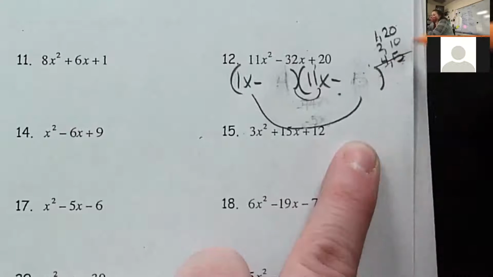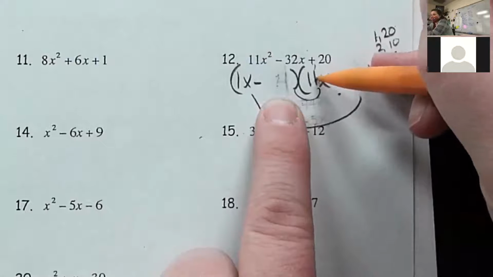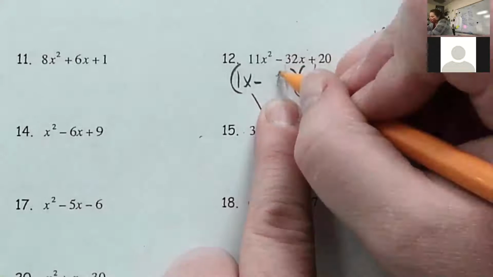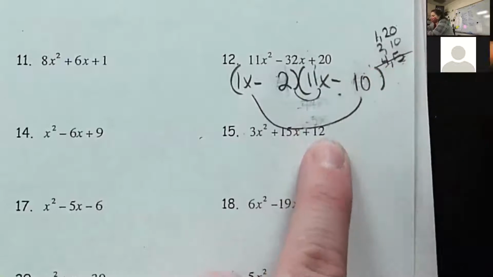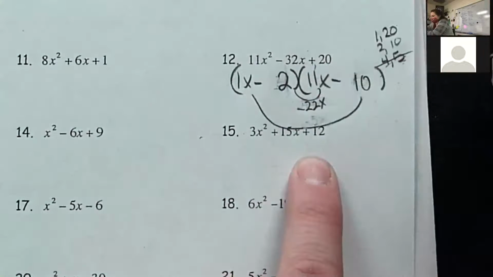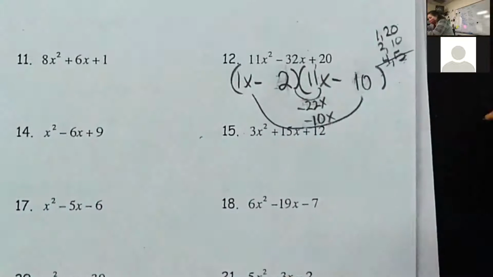So now we got to do 2 and 10. Well, if I put 10 here, that's 10 times 11. That's ginormous. Does that make sense? No. So let's put 2 here, and let's put 10 here and see if it works out. 2 times 11, that's a negative 22x. Negative 10 times 1 is a negative 10x. Does that add to get you negative 32?